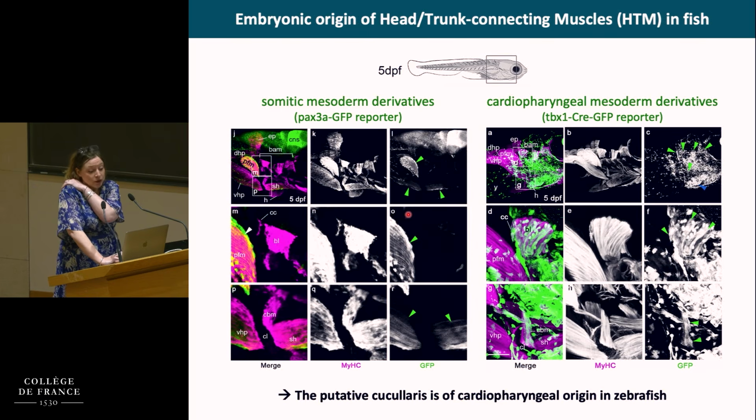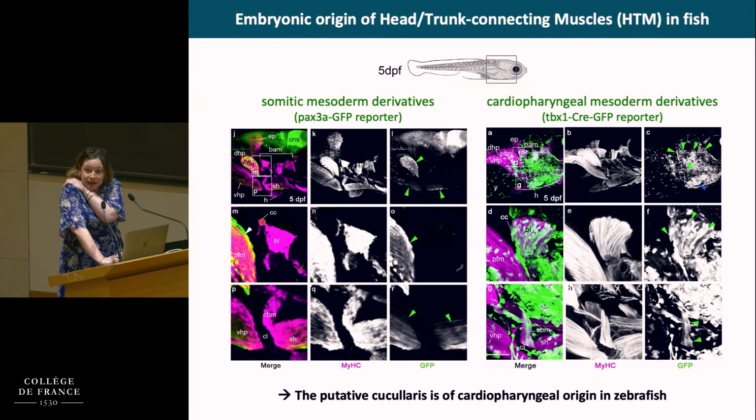And we focused notably on the putative homologue of the cucullaris that you can see here at the head-trunk interface. It is this super tiny muscle you can see here in the zebrafish larva.